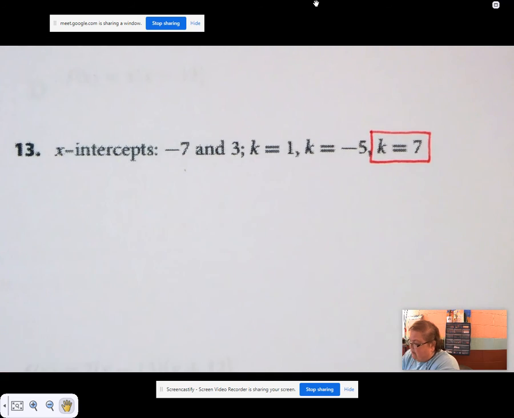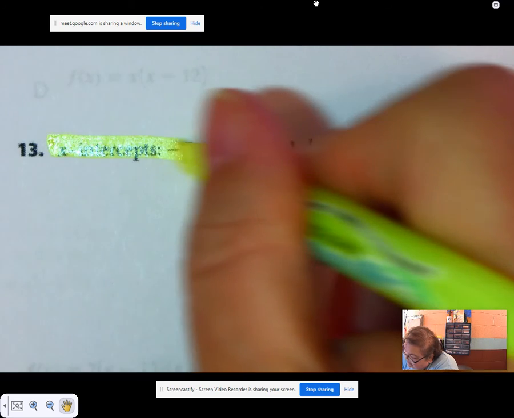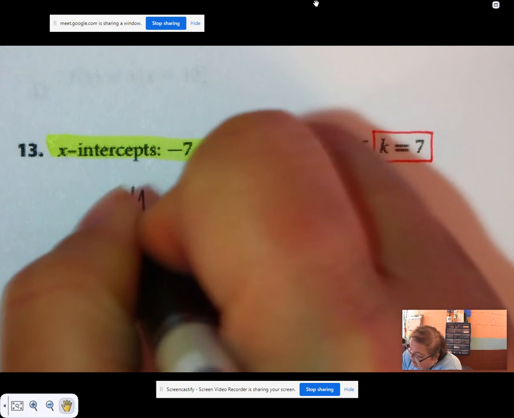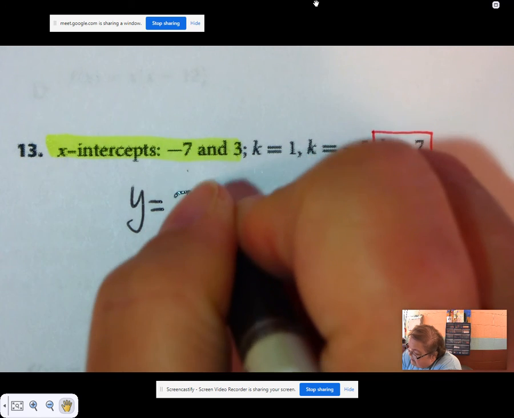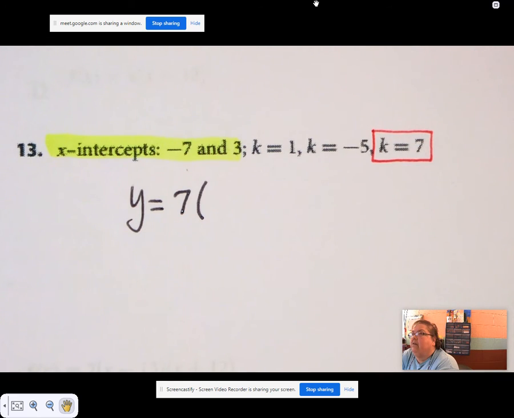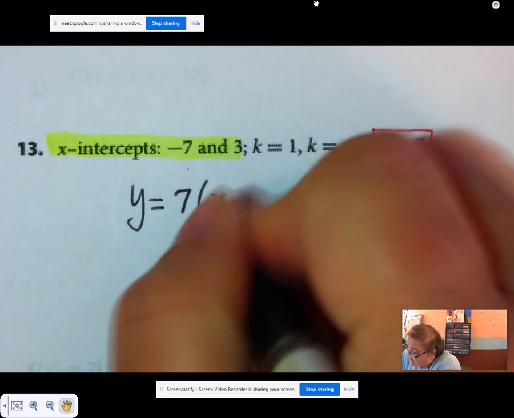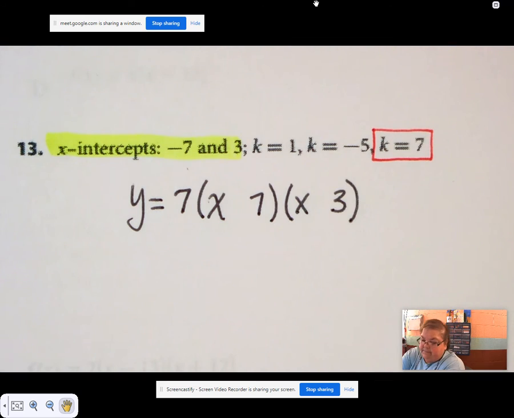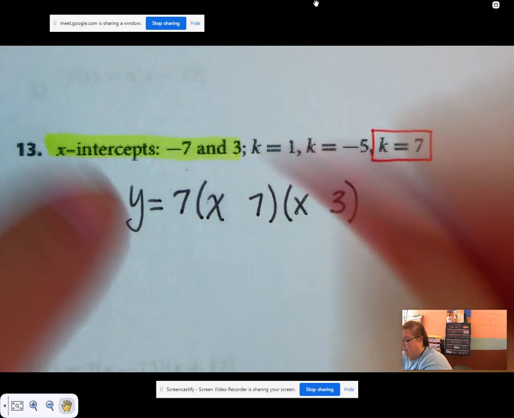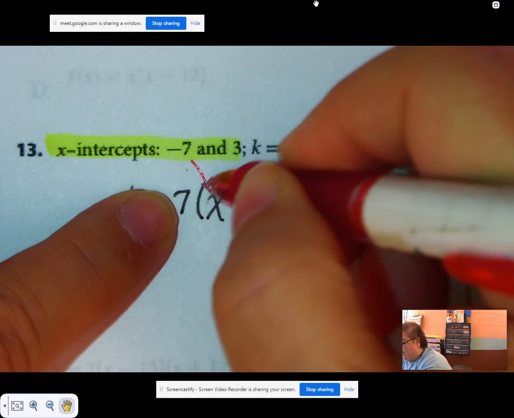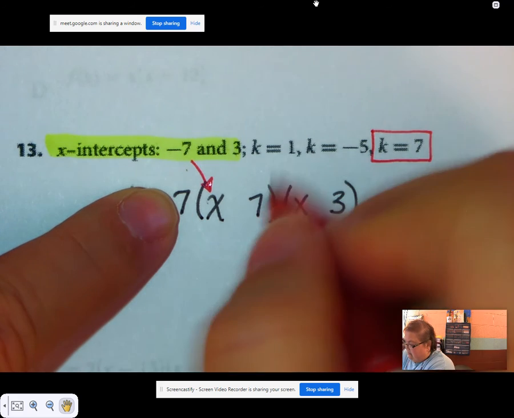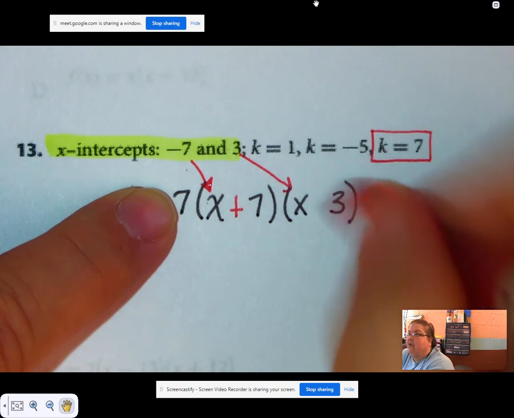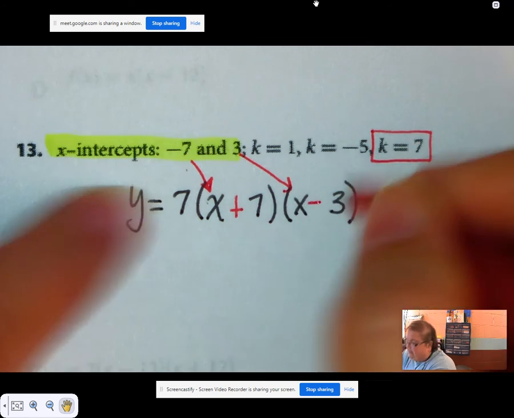All right, here's what I know. I've got intercepts -7 and 3. So here we go. Y equals, k is my outside number, so 7 on the outside. I've got x and 7, x and 3. If this is -7, what does this one have to be? +7. If this one is +3, what's this one got to be? There it is.